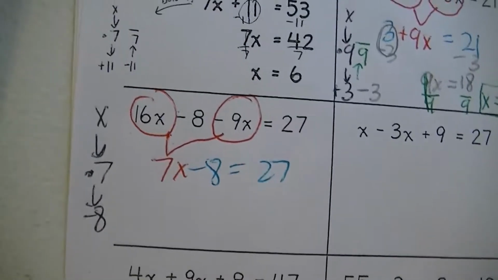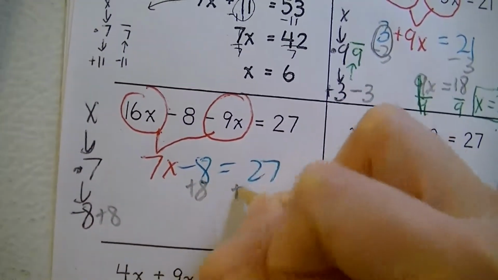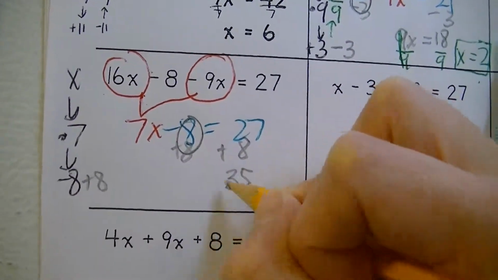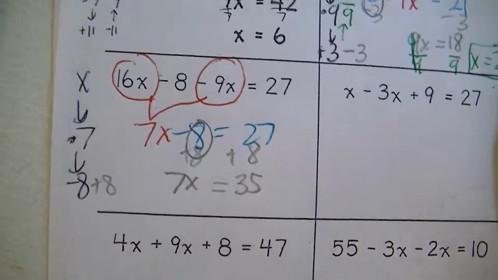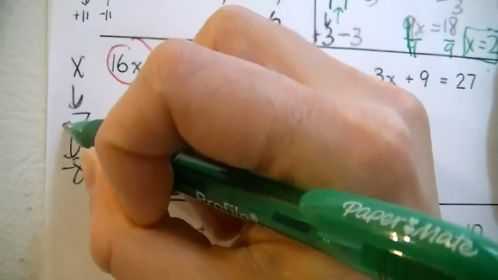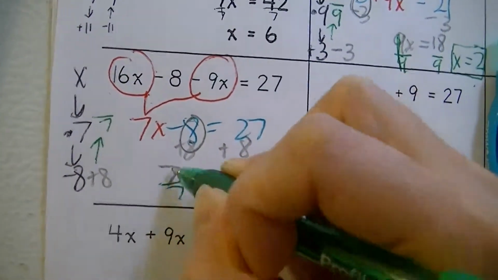Inverse operation of subtracting 8 is to add 8, and you're going to do that to both sides of that equal sign. Negative 8 plus 8 is 0. 27 plus 8 is 35. Bring down your equal sign, bring down your 7 times x. After that, you're going to go back up that little ladder. The inverse operation of timesing by 7 is to divide by 7, and you're going to do that to both sides of that equal sign.